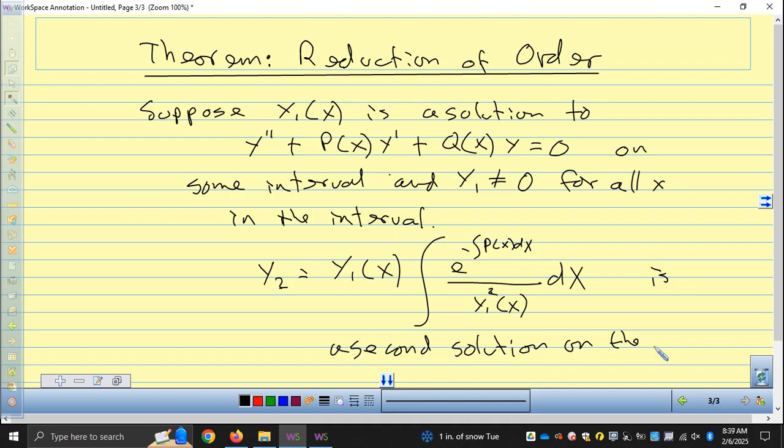On the interval. Yes. What happened to the constants that we got from deriving an integral? We got two constants. So one of the constants is going to be the constant that comes out of this integral. The other constant gets absorbed into the constant with y1 because we're multiplying those two together.